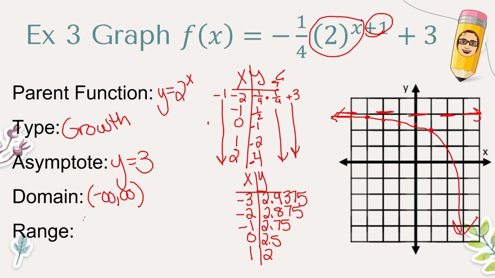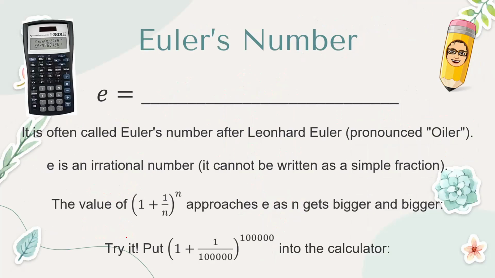And our range, negative infinity to 3, but not including 3, of course. Now, there exists a really fun number that is also an exponential, and he is called e. E stands for Euler's number, and I know that does not look right. You're like, that's not how you say that, but it actually is Euler's. That's how you pronounce that.